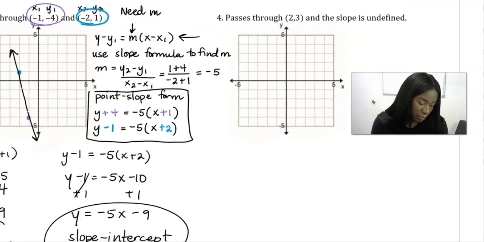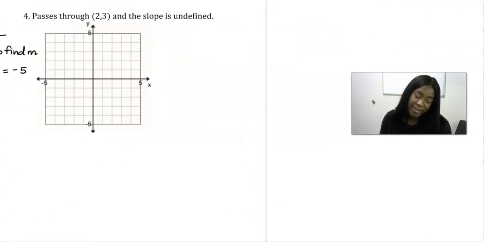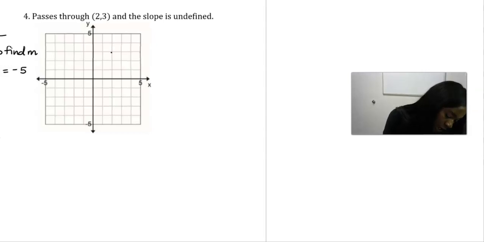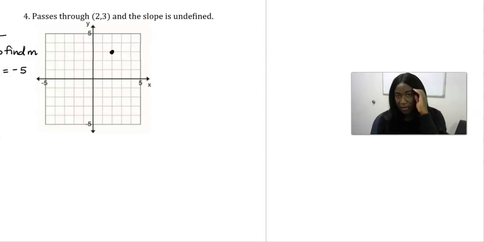Okay, let's look at example 4. The line passes through 2, 3. First, let me just plot that point. There's the point 2, 3. And the slope is undefined. We have to think about, well, what does that line look like? Is it vertical or is it horizontal?